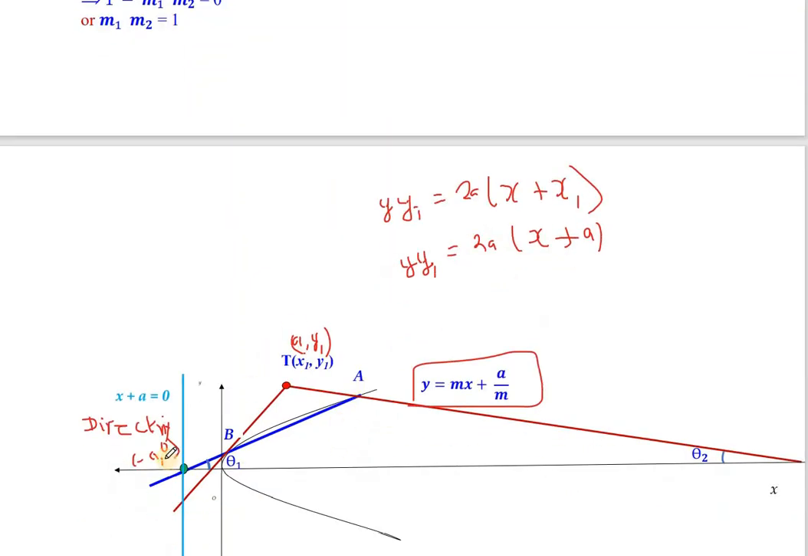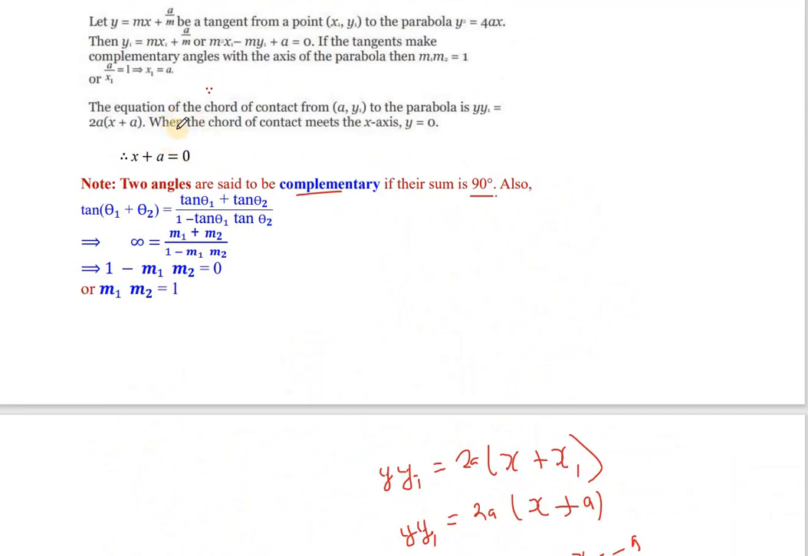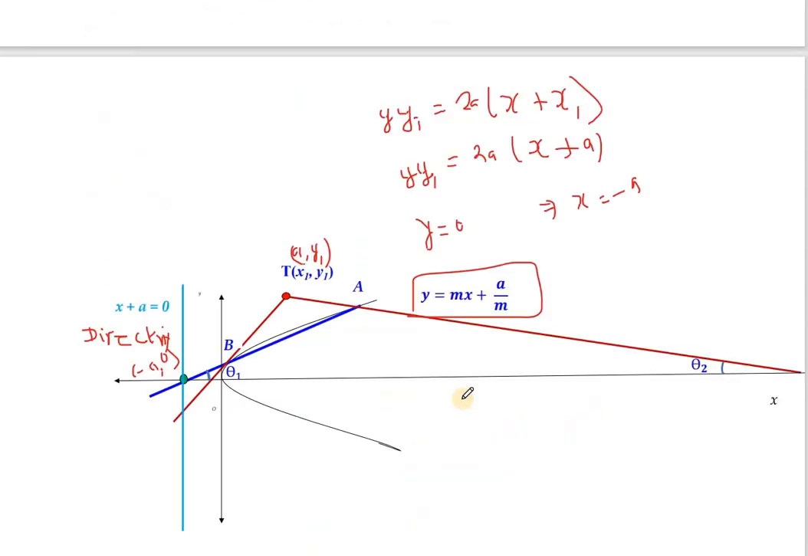So this will be the equation of this chord of contact. Now when it meets y = 0, what will be your x value? That gives my x value to be minus a. So that point should lie on the directrix. So you have the problem: the chord of contact meets the x-axis at y = 0, and therefore x + a = 0. So that point is (-a, 0).